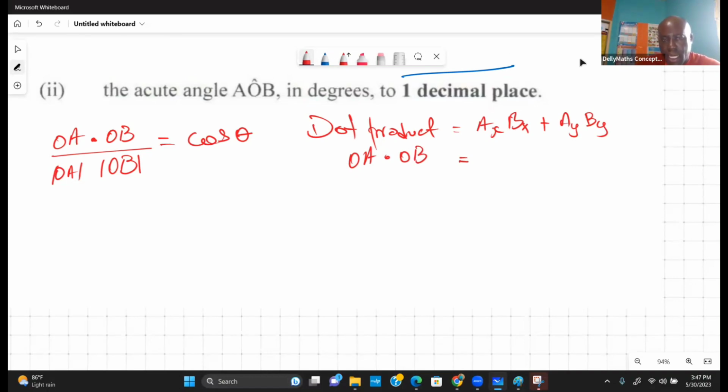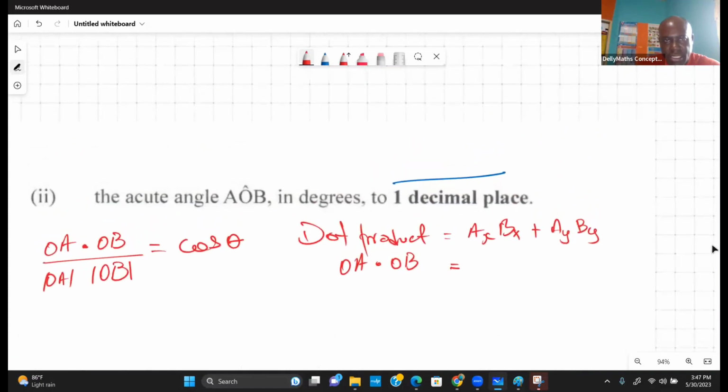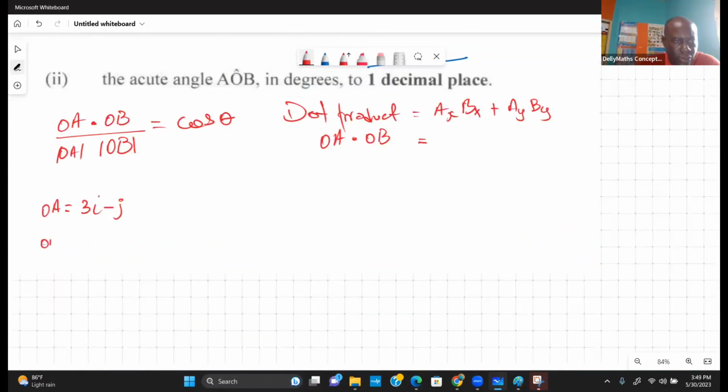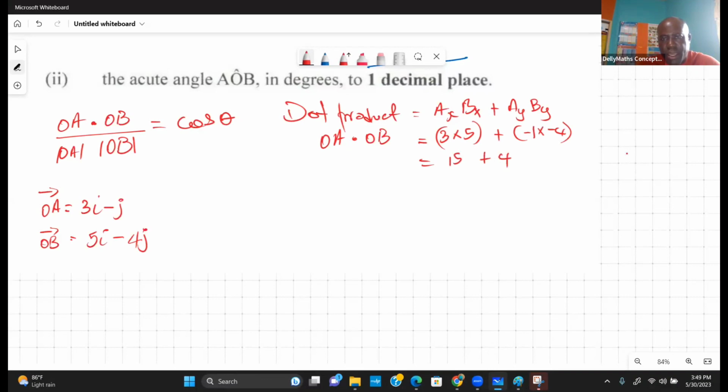So we want to go back for these vectors. Let us have them here. And OB was 5i minus 4j. All right, so let us find the dot product. So we're talking about 3 times 5, taking the two x values, and you want to add that to -1 times -4. So we're looking at 15 plus 4, and we're getting 19 as the dot product.